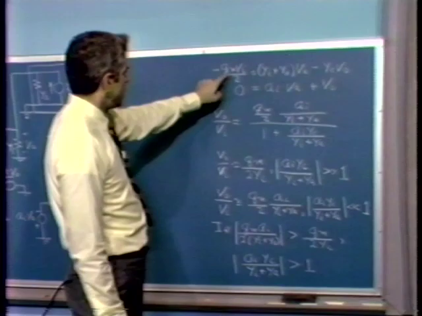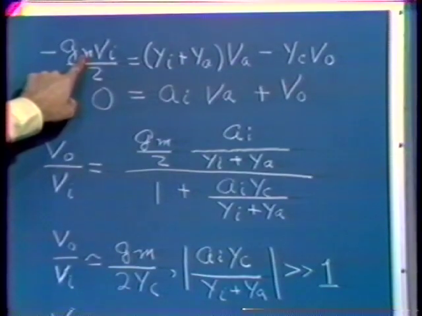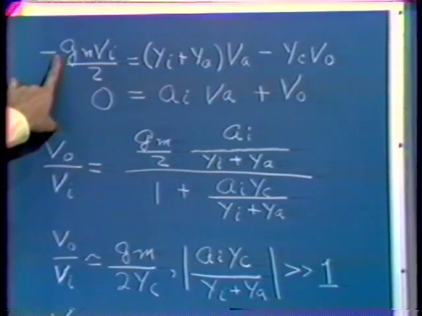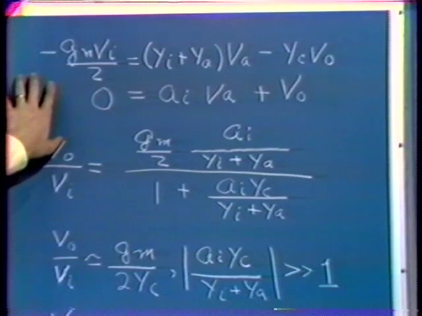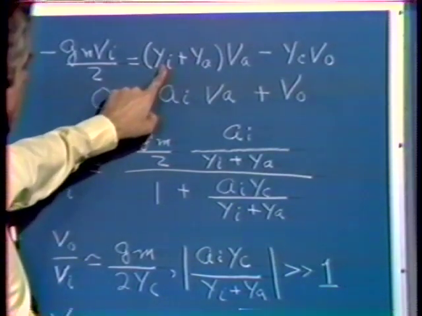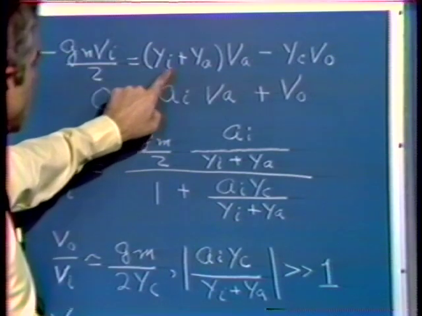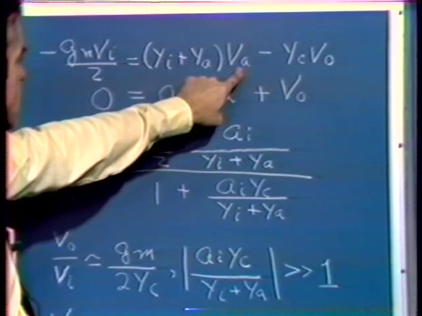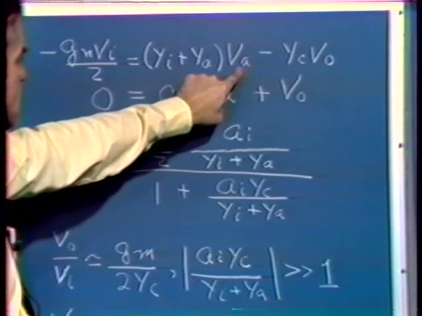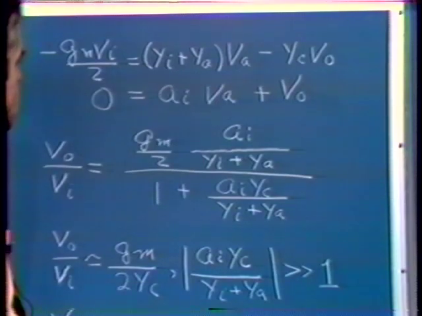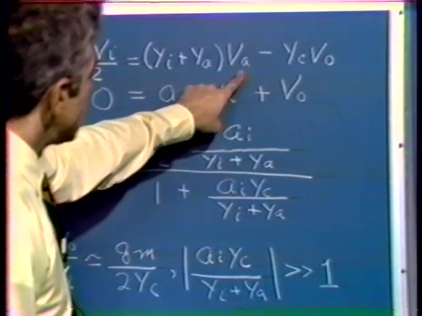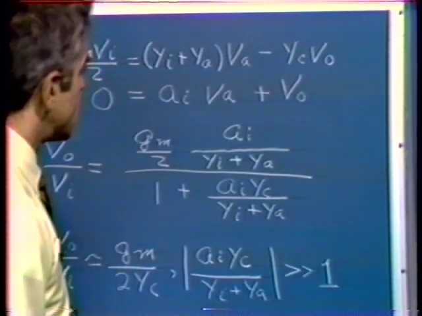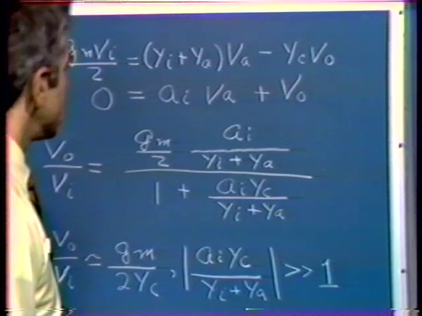shown here. We have a current coming out of the node that's GM VI over 2. If we can move that over to the left, we get a minus GM VI over 2 on the left side of the equation. There's a current going out of the node in question through the combined admittance YI plus YA. The voltage across that admittance is VA, so we get a current through that combined admittance that's simply VA times YI plus YA. And we get a current into the node that's YC times VO. That represents the short circuit transfer admittance of our compensating two-port.